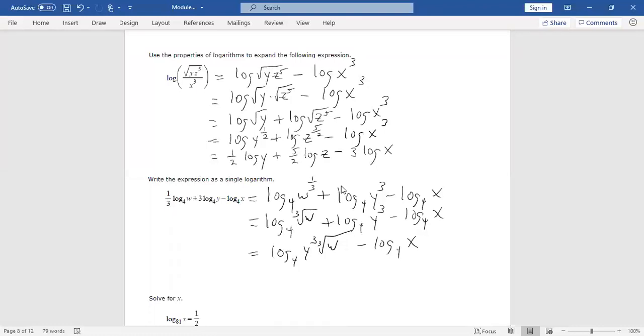Okay, so now, since I have a minus, that means I use the quotient rule here. So I'd have log base 4. Now in my numerator would be that y to the third times the cube root of w, and in my denominator would be the x. Okay, so that's what we call condensing, or writing it as a single logarithm.